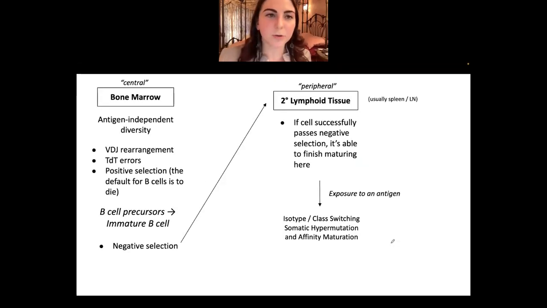As I just mentioned, there's antibody independent and antibody dependent development of an antibody. Centrally, remember where B cells are developed: bone marrow, B for bone marrow for B cell. This is where you're going to get all of those processes I just mentioned before it even sees an antigen. So VDJ rearrangement, and there's an enzyme known as TdT. It can make errors, which can actually lead to diversity. And then positive selection. We'll talk about what positive selection is.